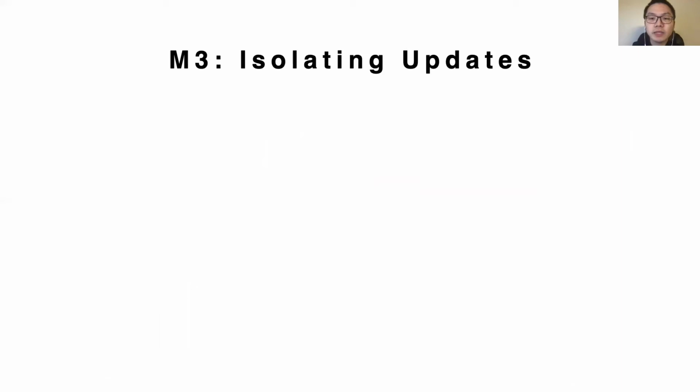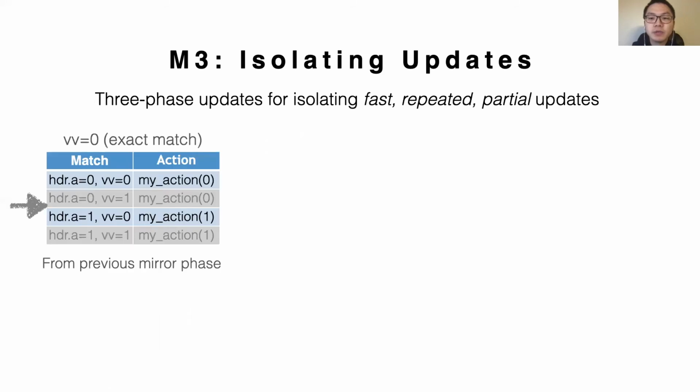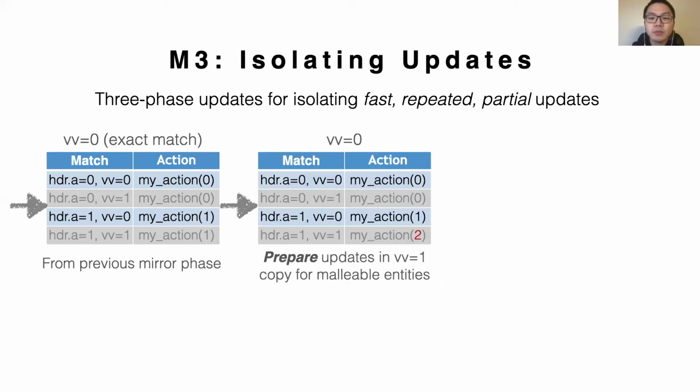Mantis can also isolate updates. To do so, Mantis leverages a custom three-phase update mechanism for isolating fast, repeated, partial updates. Here's an example to illustrate the idea. Again, let's assume that the VV bit is set to 0. During the prepare phase, Mantis applies an arbitrary number of changes to the shadow copy, that is, entries with VV equal to 1. These entries will not be seen by packet processing, as currently entries with VV equal to 0 serve as the primary copy. Note that only the deltas of the reconfiguration need to be updated. Entries unaffected are left untouched.